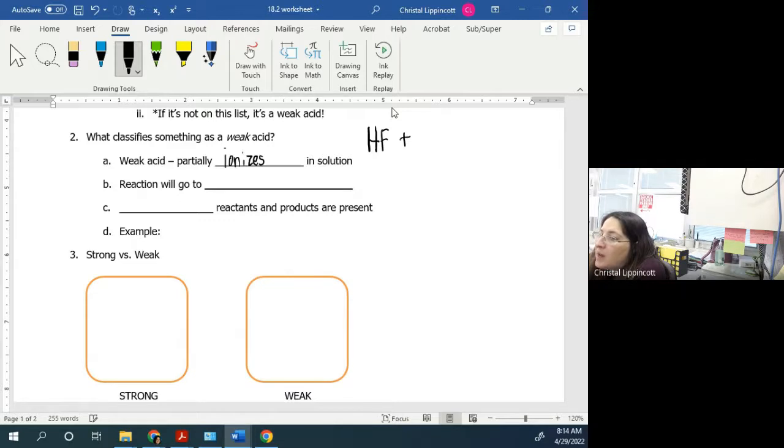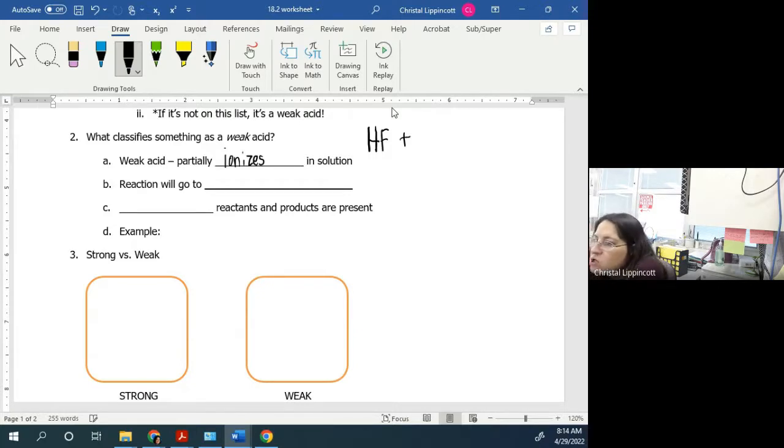A weak acid can be very concentrated. It can eat holes through your clothes. It can burn your skin. It can blind you. It can do all of those things that are still dangerous, and you have to be careful with, especially if it's a concentrated acid. So there's a difference between a weak acid and a dilute acid. Does that make sense?